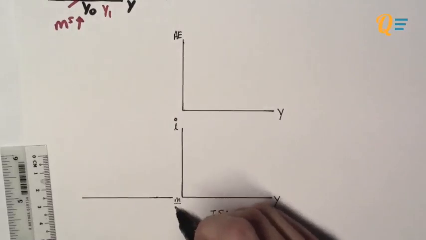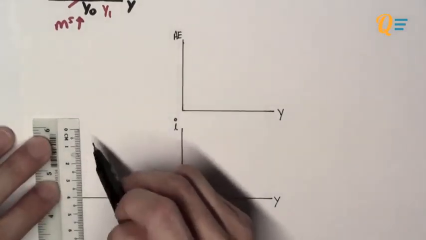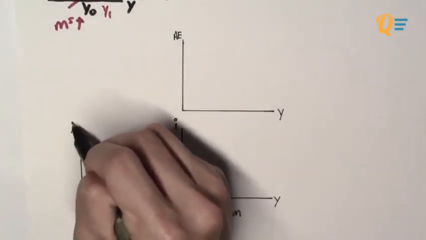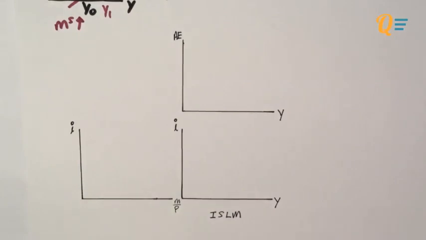And to derive my LM curve, I'm going to need my money market diagram. So I'm going to draw another graph on the left side of the ISLM model to make space for my money market diagram.